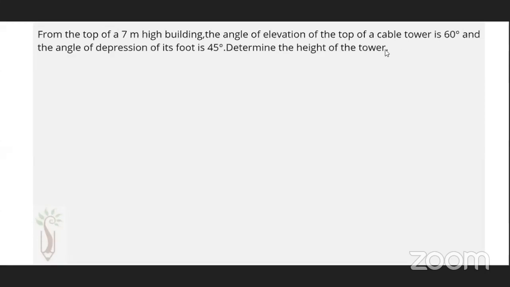First of all, we'll start with the first part of the question. What is that first part? From the top of a 7-meter high building. So first we need to draw a building which is 7 meters high. Now, which is taller, a building or a cable tower? In a scenario it can be the other way around, that the tower is shorter and the building is taller. But still, in this case, the tower is the tallest. Am I right in saying that?